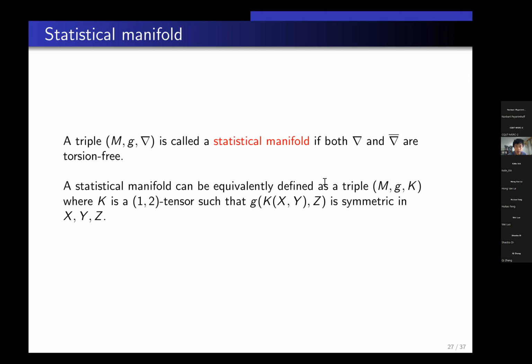If I have a 1-2 tensor on a Riemannian manifold such that, when combined with the Riemannian metric, it is totally symmetric in X, Y, Z, right? It's not just symmetric in X, Y, but also in Z. So you can interchange X, Z or Y, Z, and you still get the same. So these two definitions are equivalent, and the proof is not difficult. Sometimes this totally symmetric tensor is also called the Amari tensor.